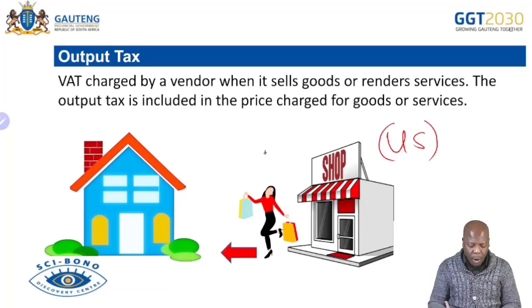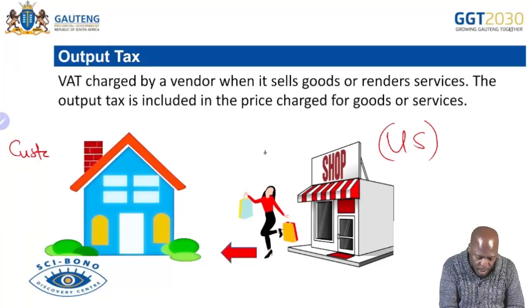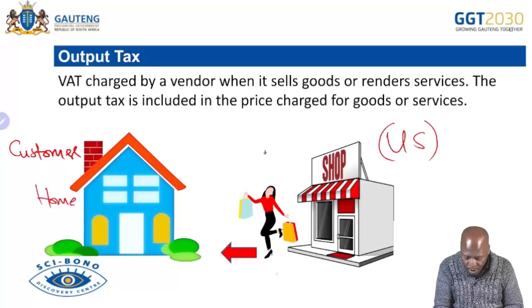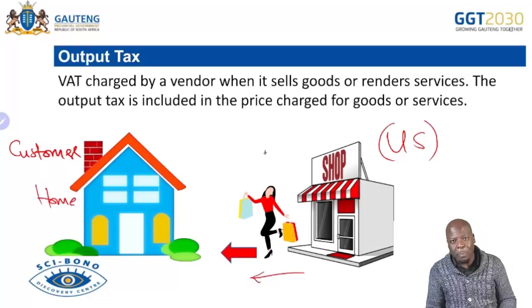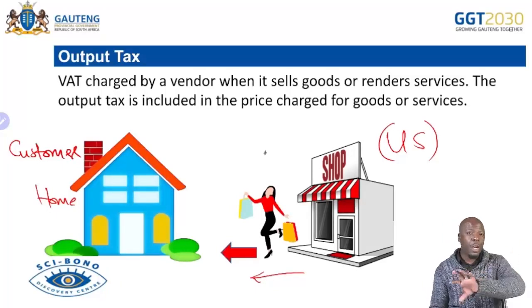Output VAT. Now, these are our customers. You can see this is their home. They're taking the goods home. They've done shopping from our shop and they're taking the goods home. So the moment the goods are leaving the business, they're going out. The moment they go out, we consider that to be output tax. So we follow the goods, never follow the money, rather follow the goods.